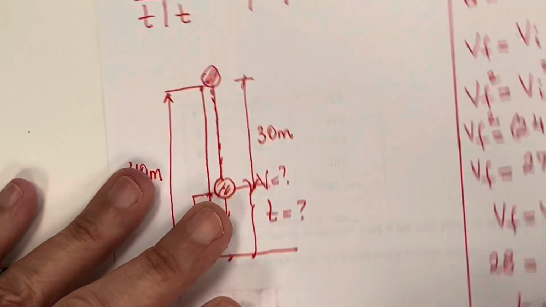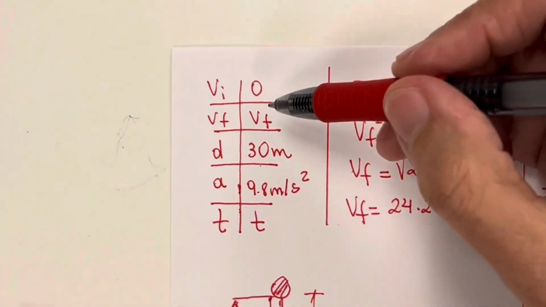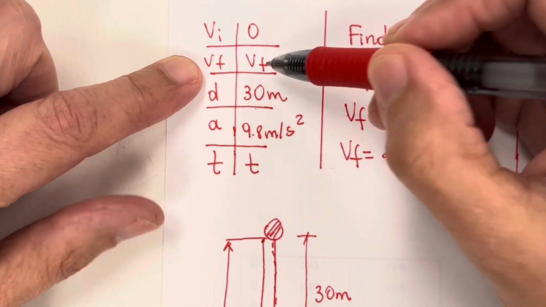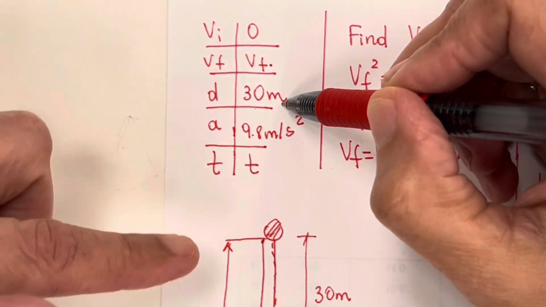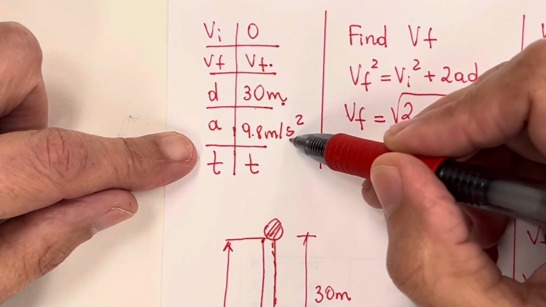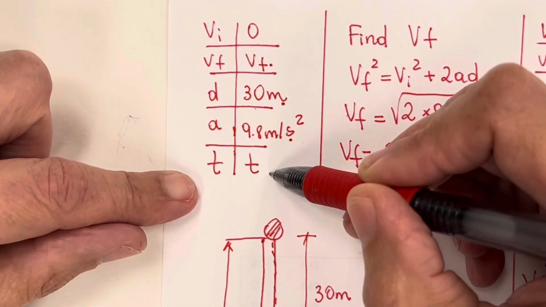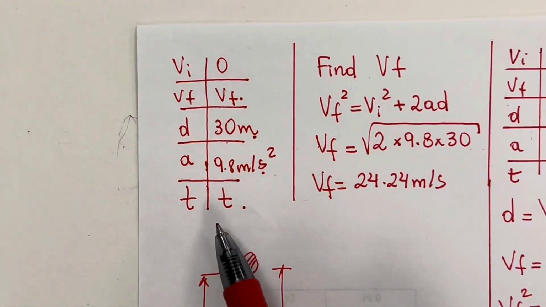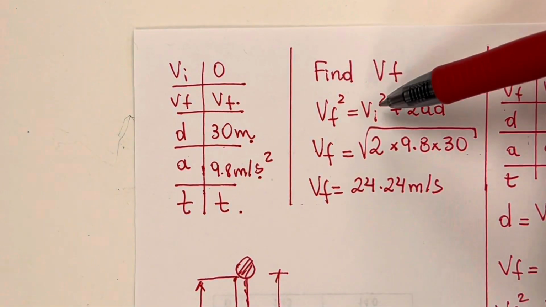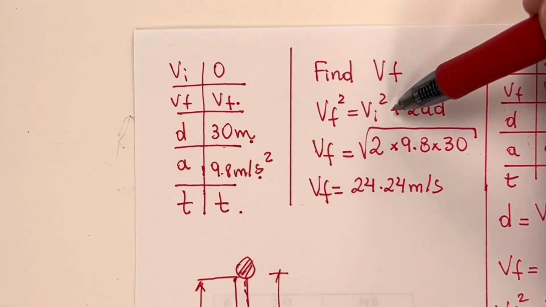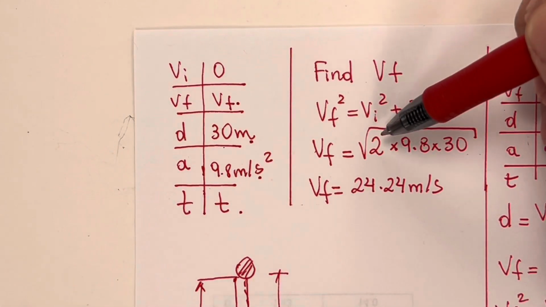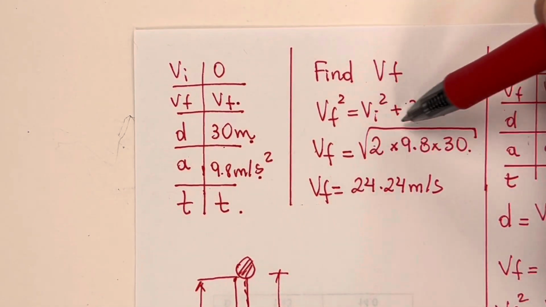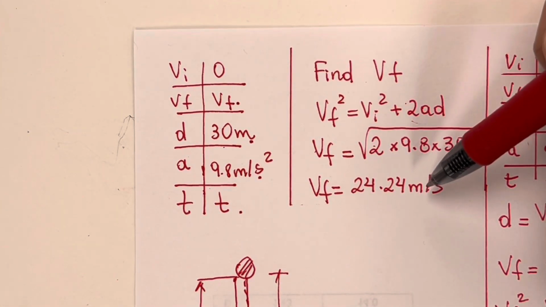So then I set up this data table. Initial velocity is 0 when it left the tower. The final velocity, this is what I'm looking for now. The distance is 30 meters after leaving the building. The acceleration is 9.8 meters per second squared. And I don't know the time. So based on the 4 equations, the one that doesn't have time, I select this third one. Vf squared is equal to Vi squared plus 2ad. So Vi here is 0, so I just have this left: 2 times 9.8 times 30, square root of this is 24.24 meters per second.